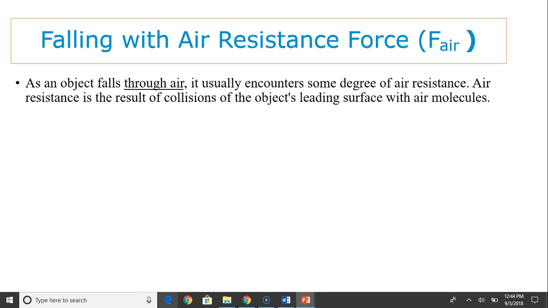Question: what happens when you fall with air resistance? As an object falls through air, it usually encounters some degree of air resistance. Air resistance is the result of collisions of the object's leading surface with air molecules.